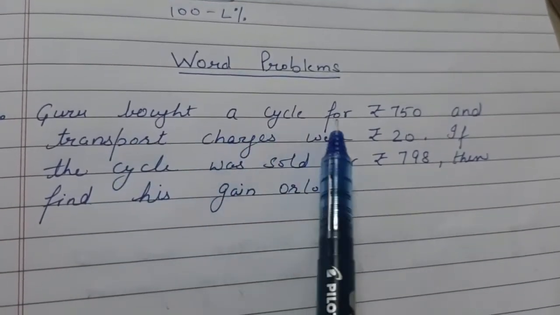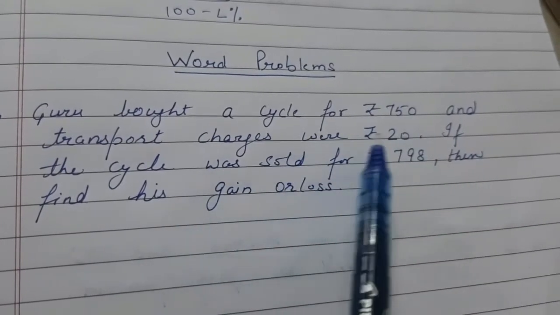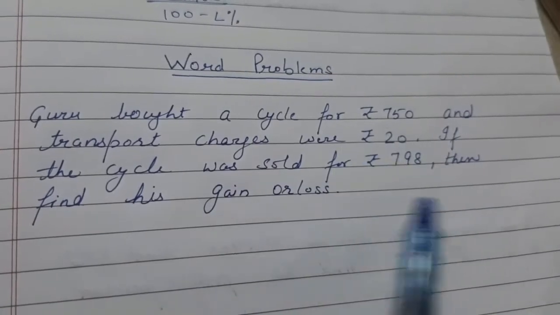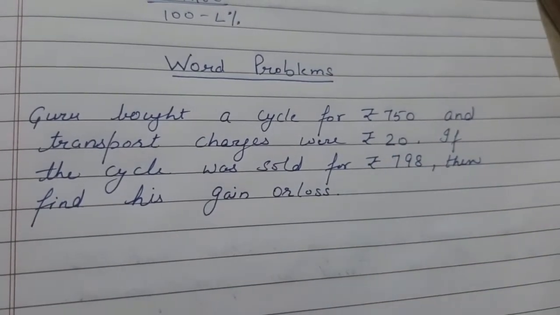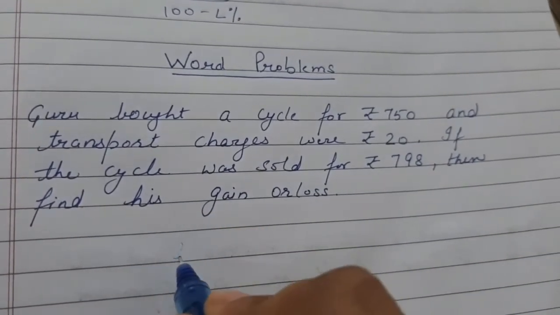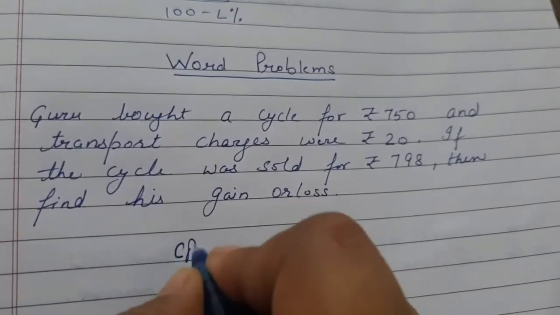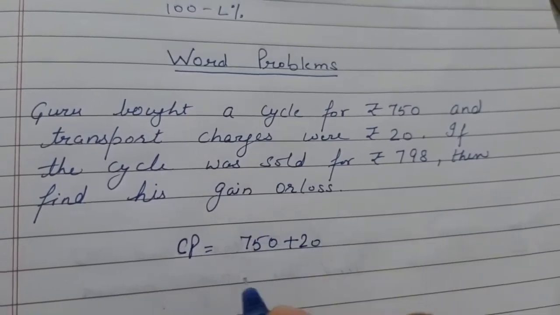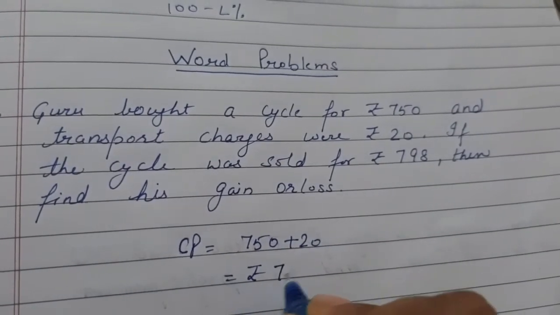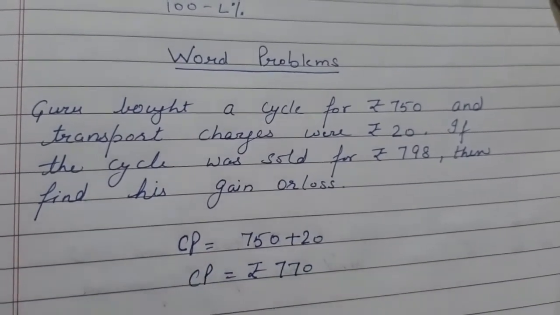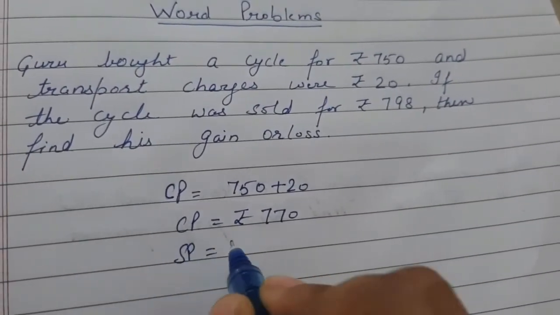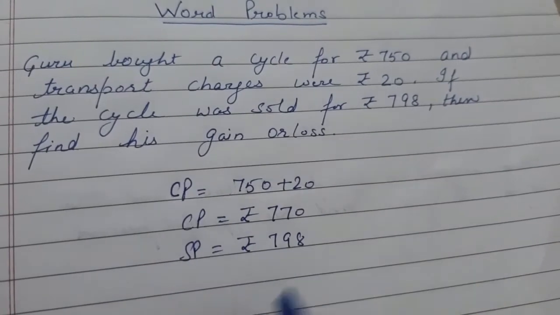So he bought the cycle for rupees 750 and transport charges are 20 rupees. So repair charges, transport charges, all the other charges are always included in the cost price. So we will write down the cost price to be 750 plus 20 rupees. So it will come out to be 770 rupees. Now we are given selling price here. Selling price is rupees 798.